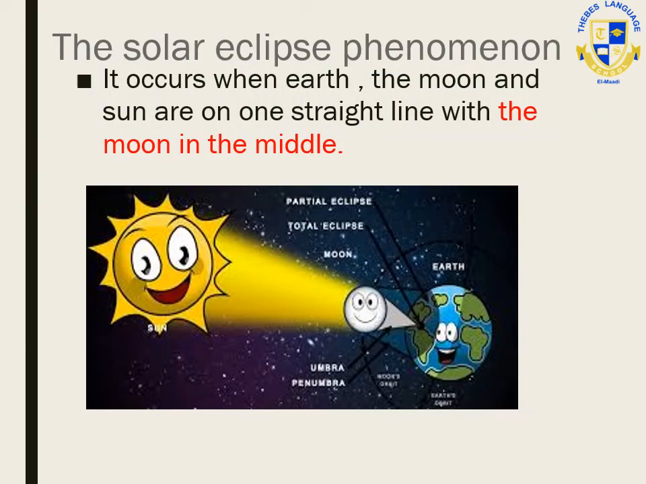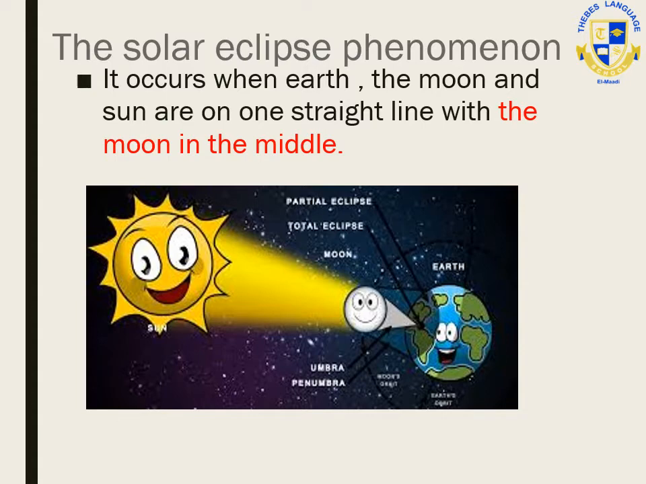The solar eclipse phenomenon. It occurs when Earth, the Moon, and the Sun are on one straight line with the Moon in the middle. What's the solar eclipse? It is when the Sun doesn't appear completely, or only part of it appears. This phenomenon occurs from time to time.